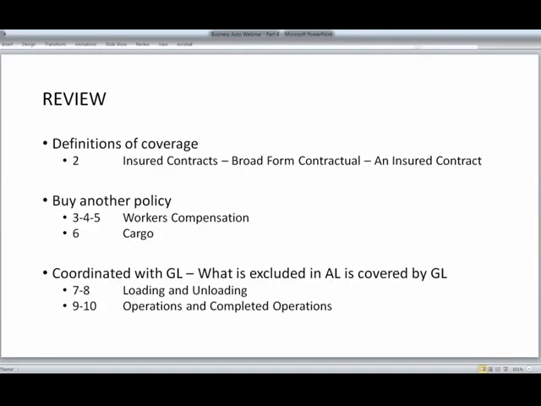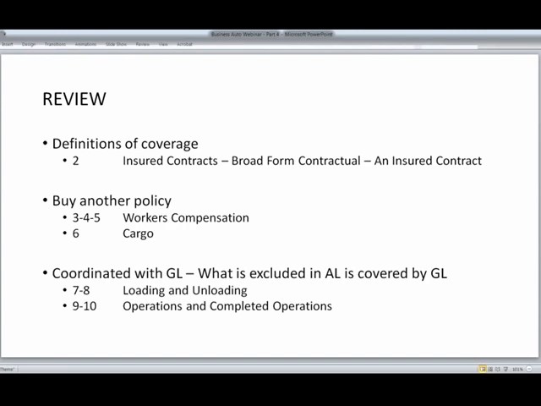We then talked about some definition of coverage, and that is we exclude contractual except for insured contracts. An insured contract definition includes broad form contractual. We suggest that the insured buy another policy to cover the work comp, the injuries to the employee or fellow employee is covered by work comp. Property in your insured's care, custody, control is covered by a cargo policy. So the auto liability policy excludes injuries to employees and damage to property in your insured's care, custody, control.